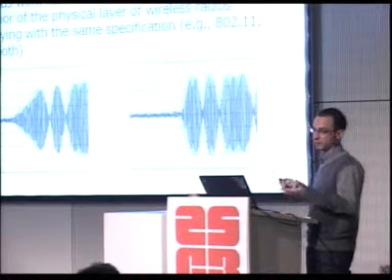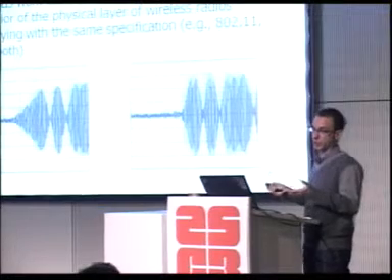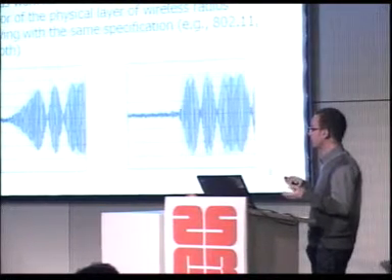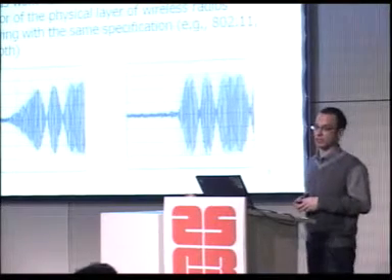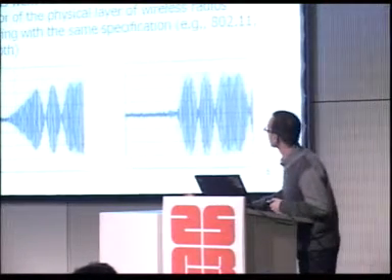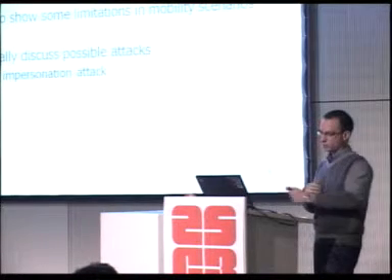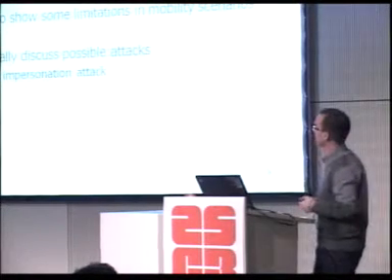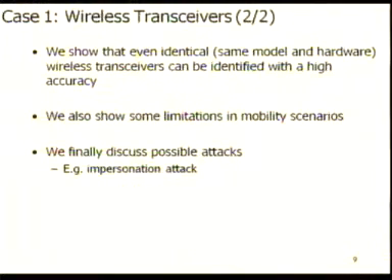Previous work has shown that different manufacturers are quite easy to distinguish from each other just by observing this physical communication at the beginning. So then we decided to go a step further and see, can we distinguish, based on these characteristics, even identical devices, which have the same hardware, the same model, and the same specification. In the next slides, we will show some results and also some limitations of the approach and some attacks that we found relevant to this type of technique.